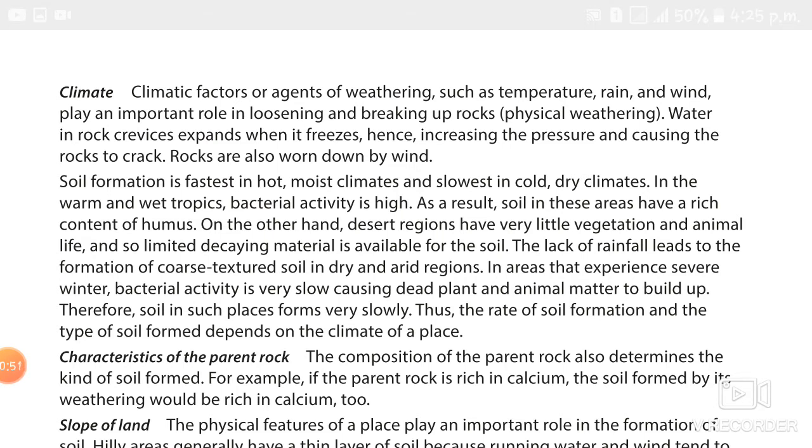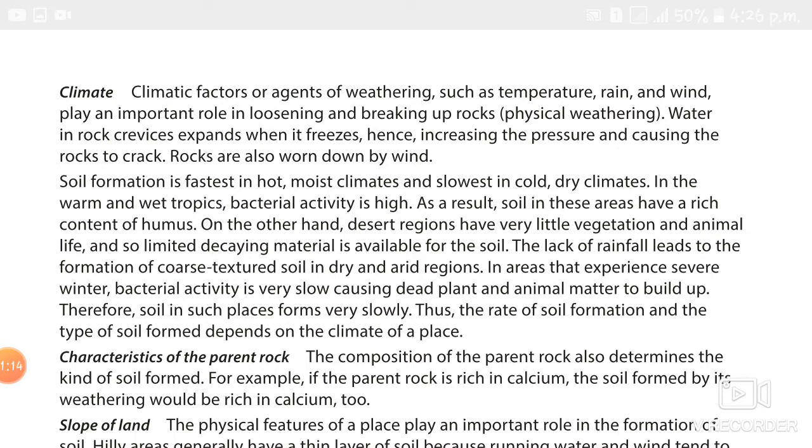In cold regions, water in the cracks of rocks expands when it freezes. This increases the pressure and makes the rock crack. Soil formation happens fast in hot moist climates and it is slow in cold dry climates.